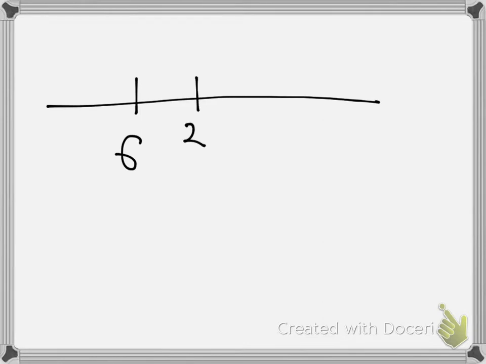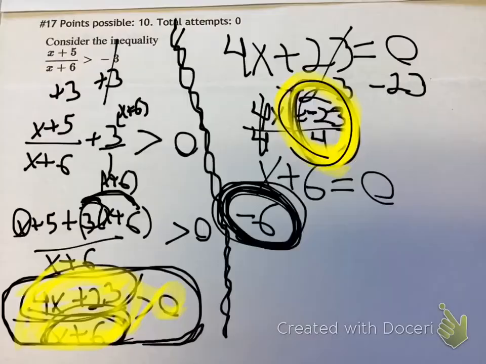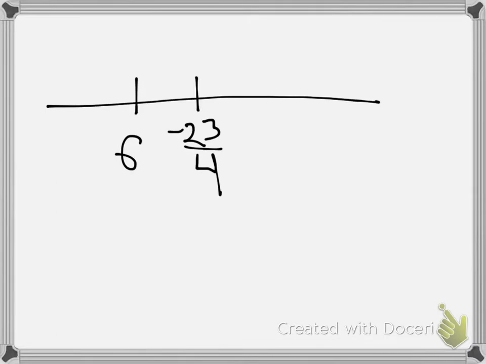Let's look at the old number line. We have negative 6, we have negative 23 fourths, which is actually almost negative 6, and we have all the other numbers on the number line. One thing to notice is that there's no equal to in the inequality that we're solving for. So we won't be using any closed brackets or closed circles. There's no equal to involved in this, so this is going to be an open circle situation.